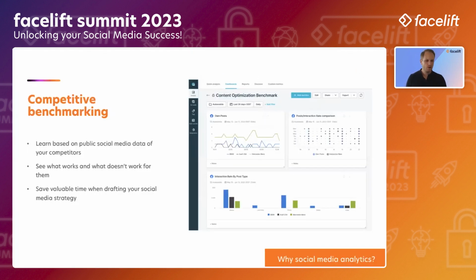Then I touched on it before, right? It's the competitive benchmarking. So even if you're not that active on social yet, or you want to do more, right? There's so much data from other players in the market, maybe your competitors, but it could also be any other best practice examples that you know. You can look at the data, of course, anything that's publicly available, but there's a lot. And with certain tools, you can make this very easy, right? So you can look at what works for them, what doesn't work, how fast do they grow? If they grow fast, what did they do, right? So there's a lot of things you can look at.